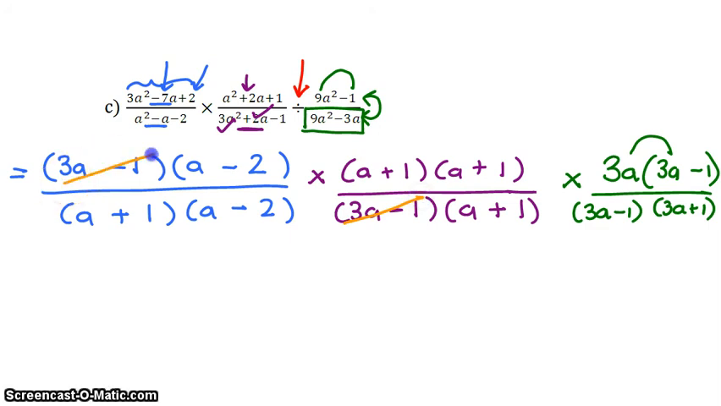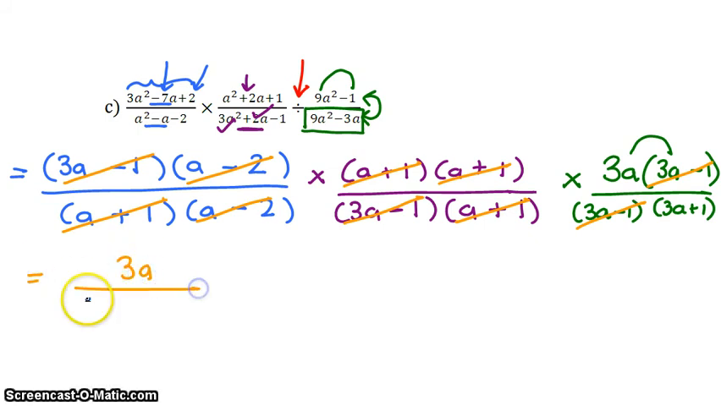So 3a minus 1 and 3a minus 1, a minus 2 and a minus 2, a plus 1 and a plus 1, a plus 1 and a plus 1, 3a minus 1 and 3a minus 1. So far I'm left with 3a over 3a plus 1.